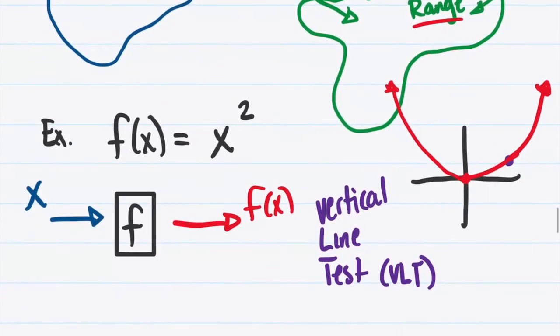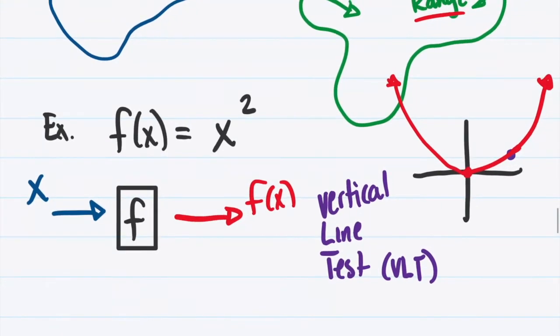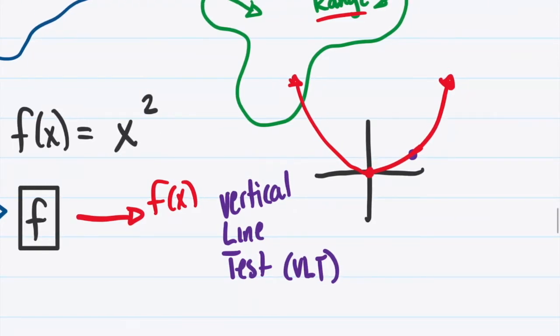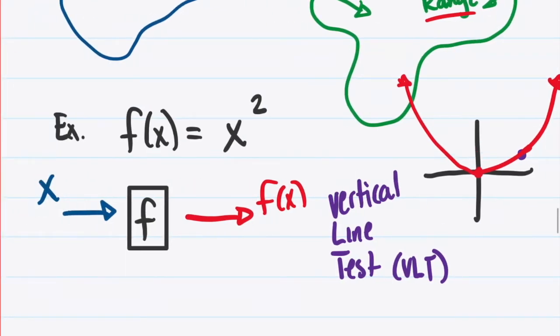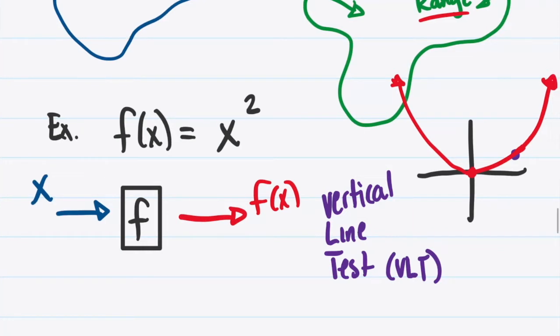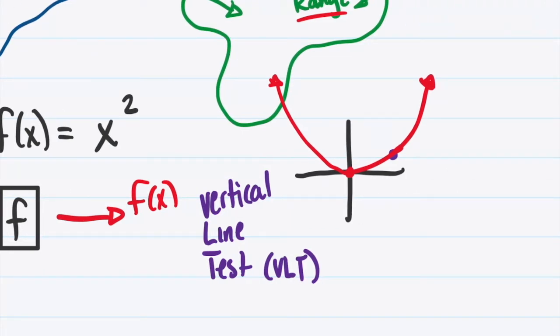If I were to have this function, f of x equals x squared, it looks like this. It's a parabola going up. I already graphed it for you. How do we know this is a function, guys? Basically, we know this is a function because we only get one y for every one x.